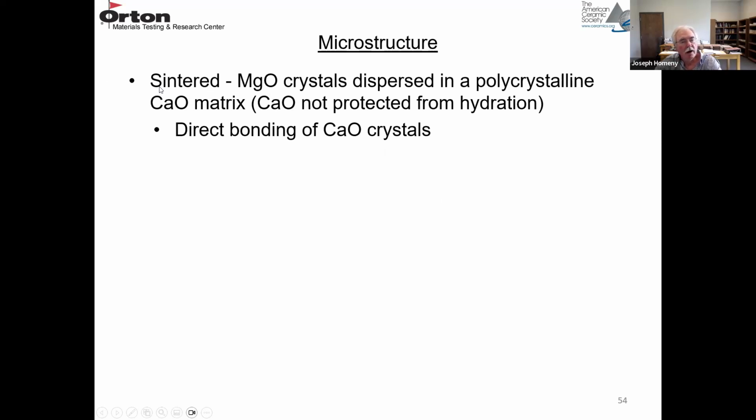So the sintered product is, again, as I mentioned, MgO crystals dispersed in a polycrystalline CaO matrix, which means the CaO is not protected from hydration. If it were reversed, that would be a better situation. And in these sintered products, you can also have direct crystal bonding, because the CaO crystals are in direct contact. So there's basically direct bonding in the matrix.